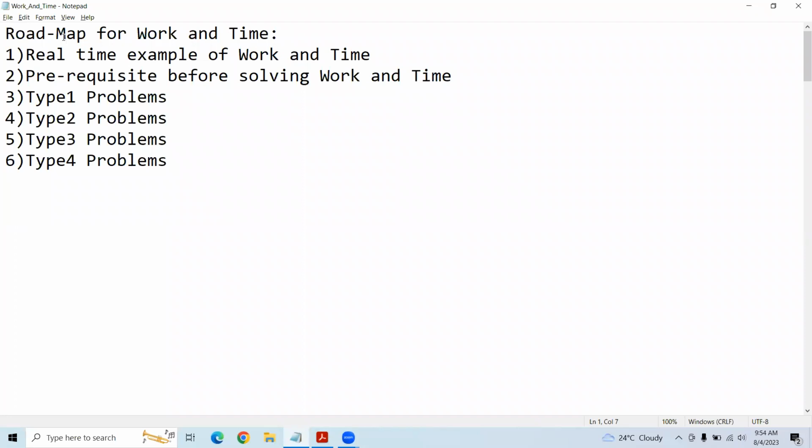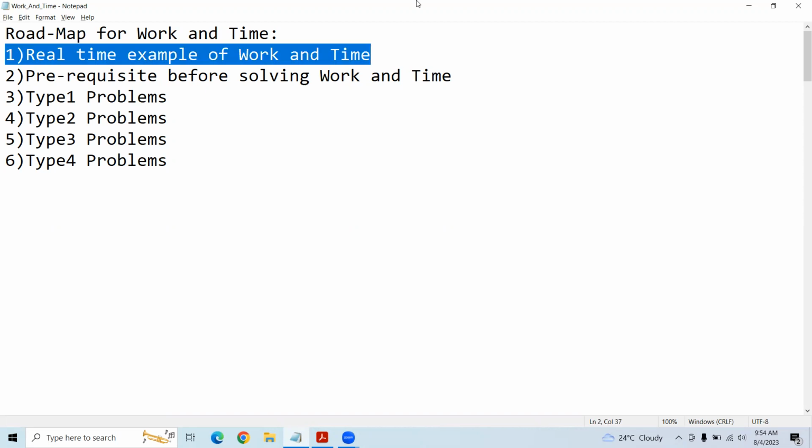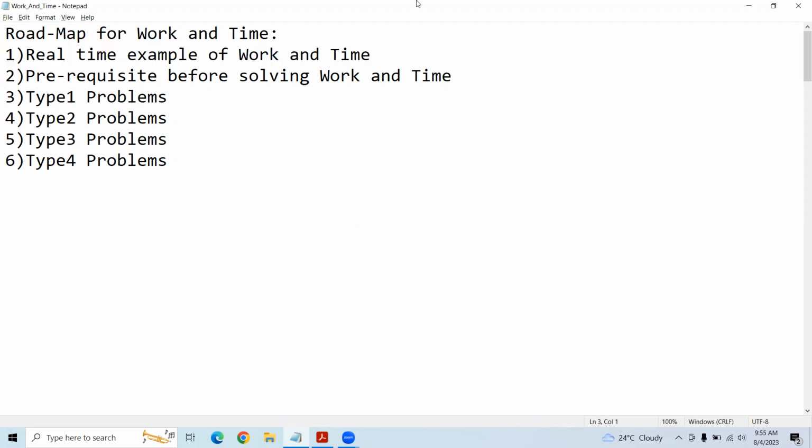Today we are going to learn the topic work and time. So this is the roadmap for learning work and time. Initially we will see a real-time example for work and time. Then we will look at the prerequisite that we should do before solving the work and time problems. And then we will look at the type 1 problem, type 2 problem, type 3 problem, and type 4 problem.